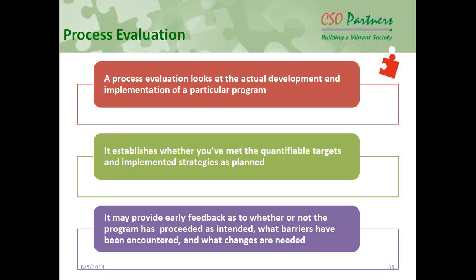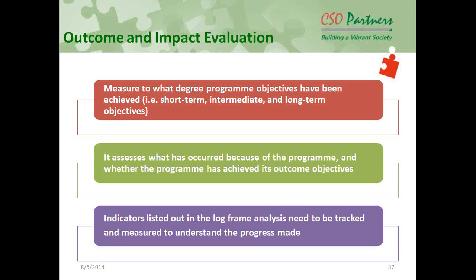Anyway, now if we talk about outcome and impact evaluation, as I said, this is to capture a big change. It is not about the process, whether that person has quit smoking or not. That's the outcome. At that level you can do the impact evaluation or outcome evaluation. What do we do? Measure to what degree program objectives have been achieved, or outcomes in that case. That is short-term, intermediate and long-term objectives. We assess what has occurred because of the program and whether the program has achieved its outcome objectives. Now it's very important.